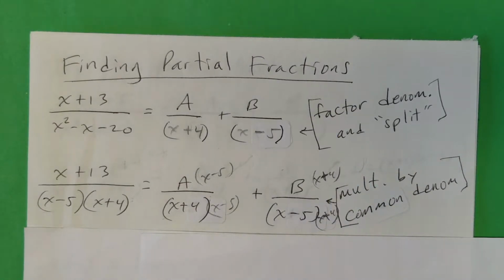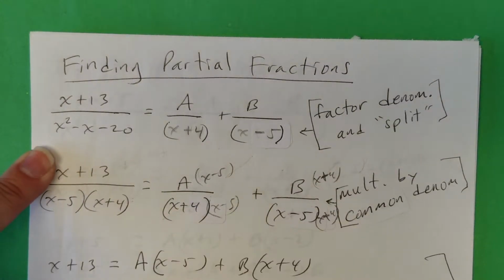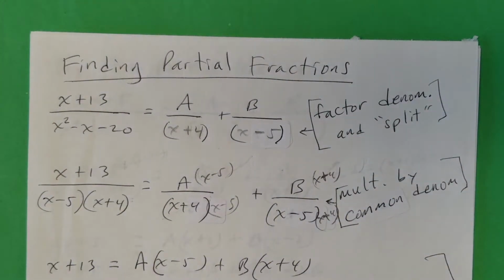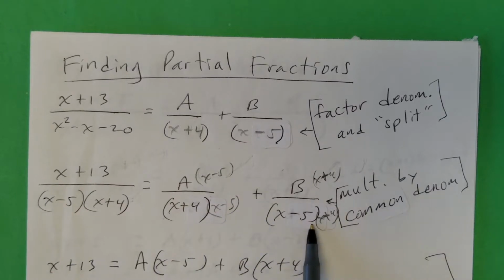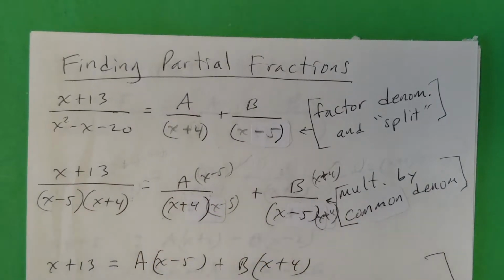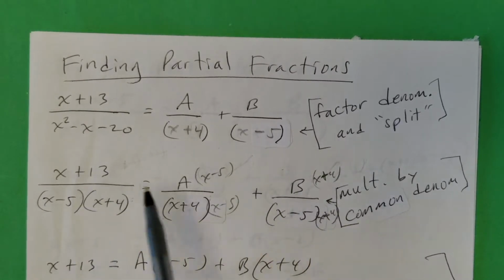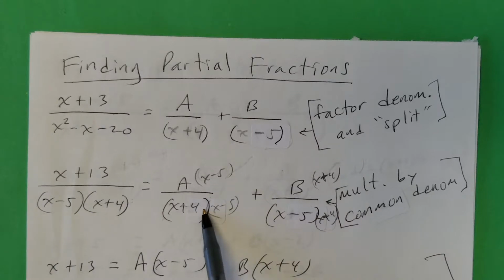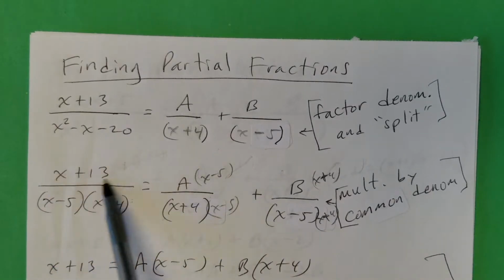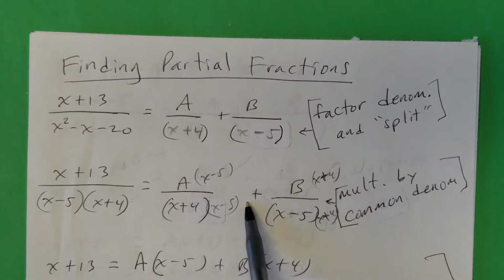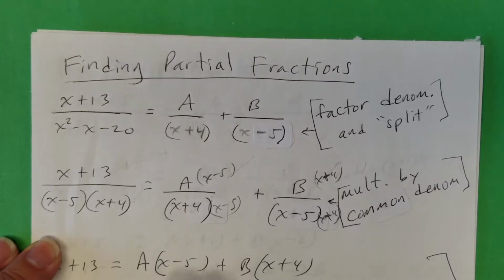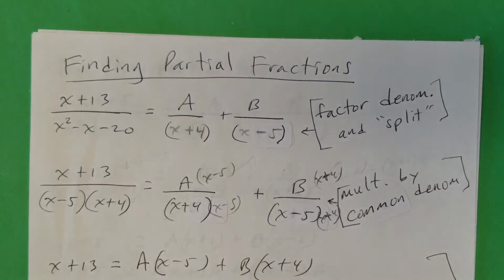Now we have the denominators all match. So we can ignore the denominators because they're all the same. Really, what we have is x plus 13 has to equal this plus this. What happened to the denominators? We are ignoring them because they're the same.